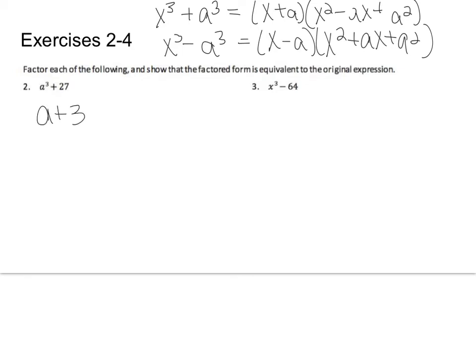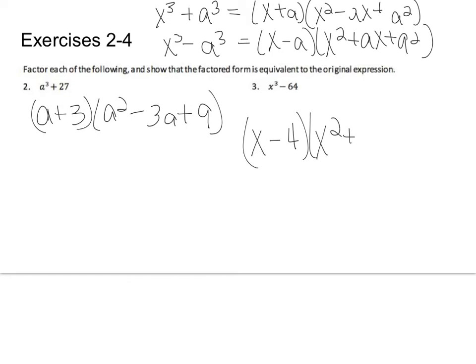a plus 3, a squared plus 3a plus 9. I don't think I can break that down into anything more, but I did make a mistake. Caught it. Minus. Okay, this next one, I have x minus 4, x squared plus 4x plus 16. Very cool. To show that the factored form is equivalent to the original, you would have to distribute these back through and show your answer.